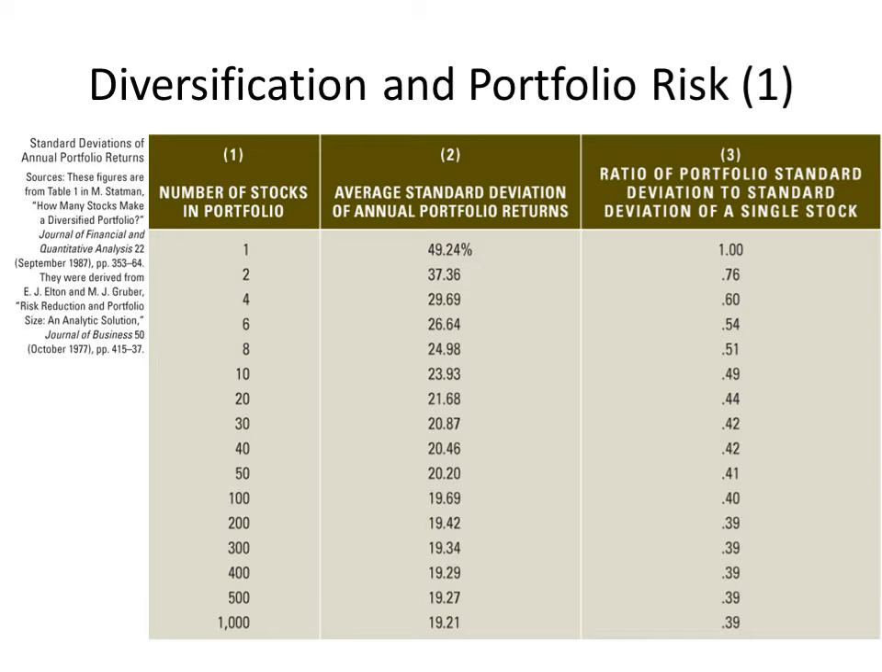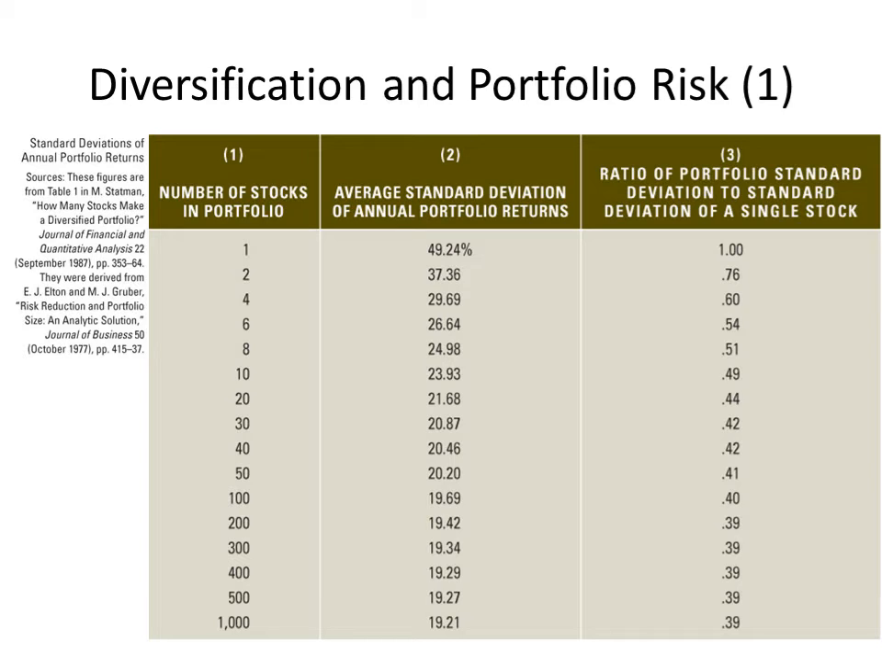So, how did this experiment get done? Well, the authors over and over randomly chose one stock for that first line. They chose one stock. And of all of the stocks that they chose, the average standard deviation of the portfolio of the returns for that stock were 49.24%. And so that's where that number came from. And of course, the ratio of 49.24 to 49.24 is 1.0.